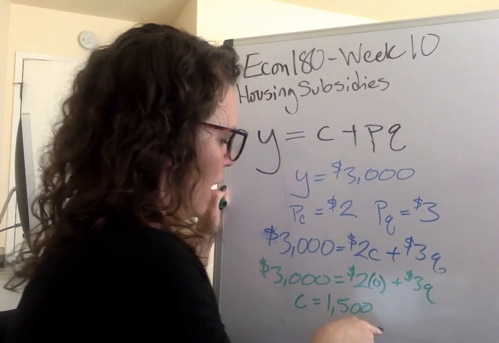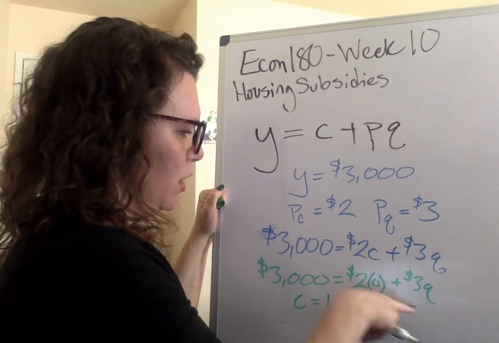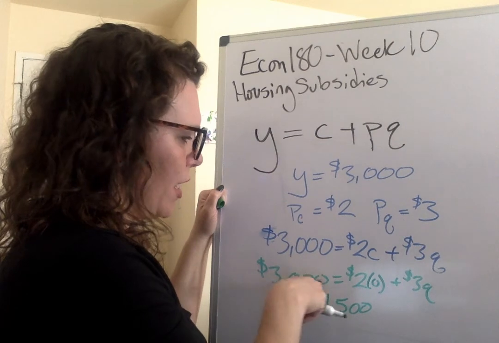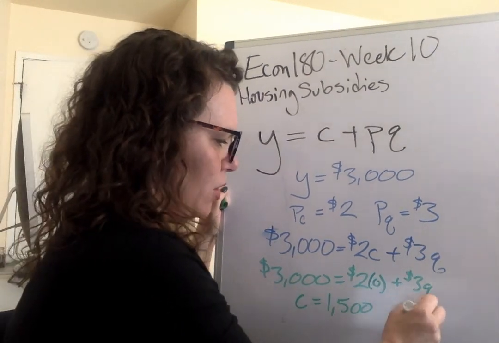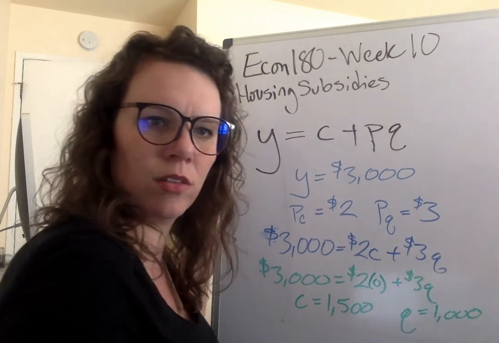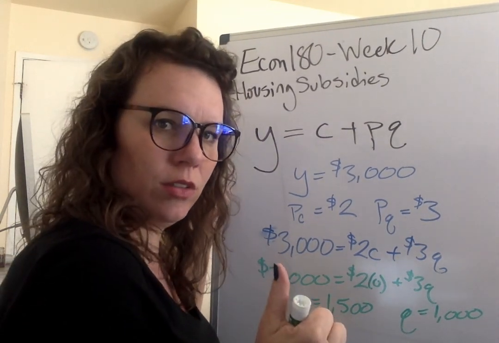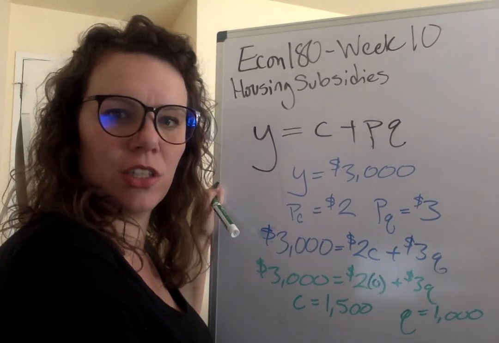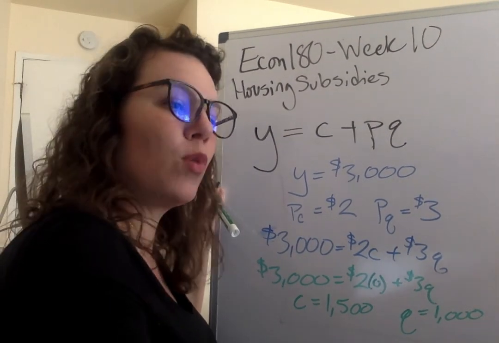On the other hand, if I set C to 0, I just consume all Q, and that's going to be $3 each. So I just divide 3,000 by 3. If I consume nothing but Q, my Q is going to be 1,000 square feet of housing. So far, so good? Okay. So now I can start building my graph. One more thing, real quick.